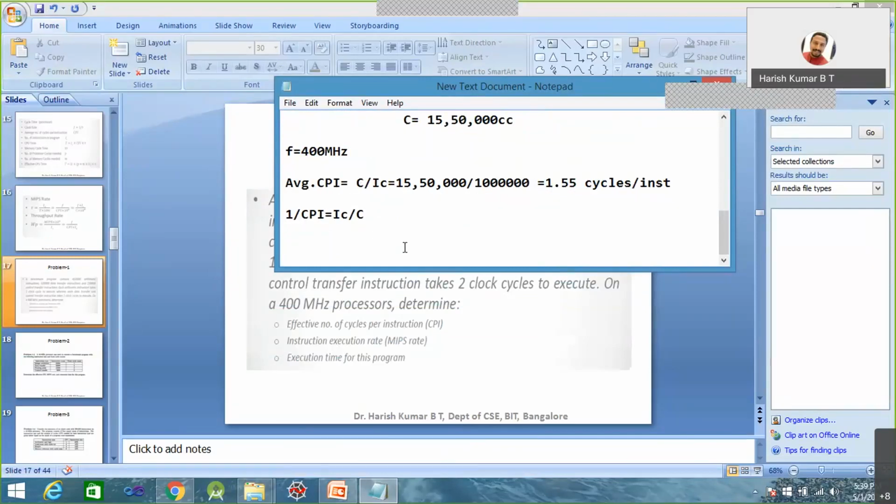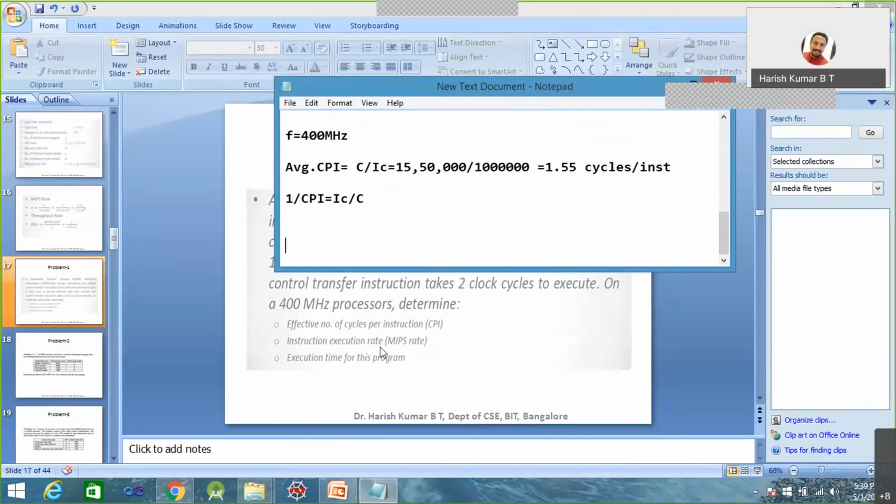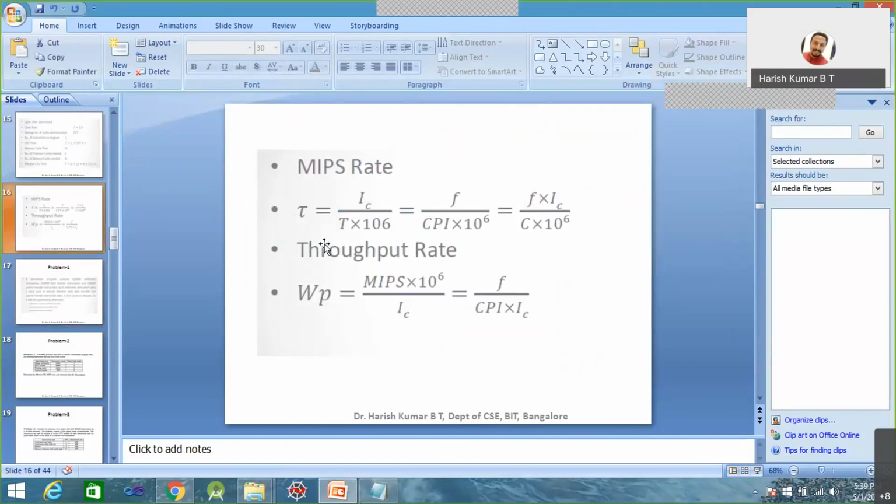Next, what we have to do? We have to find the MIPS rate. Now you know CPI, average CPI, you know F. Now you can find out which equation you can use from here. The MIPS rate can be found by using this equation, or this, or this. T you don't know yet, IC you know, so I'll not use this. F you know, CPI you know, so this you can use. Using this you can find it.